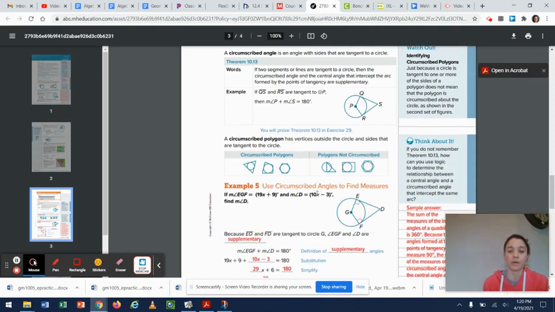A circumscribed polygon has vertices outside the circle and sides that are tangent. So here you see 3 examples of circumscribed polygons. Circumscribed means the outside, and then they're giving you examples that are not circumscribed.